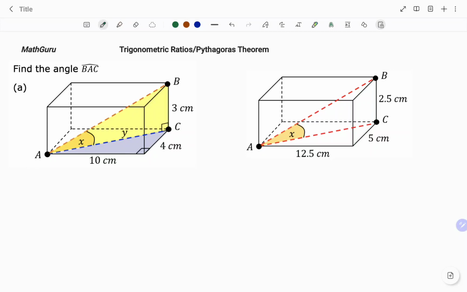In this video, I'm going to use trigonometric ratios and Pythagoras Theorem to find the angle BAC or X.